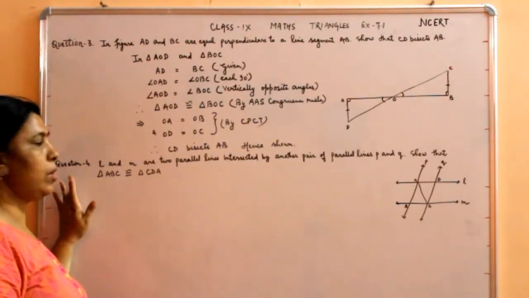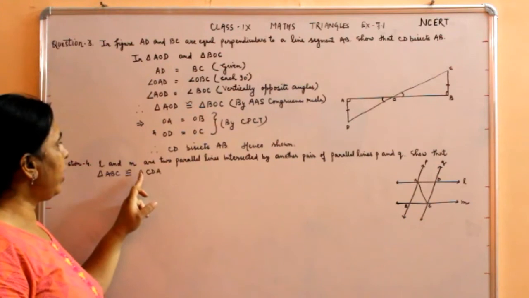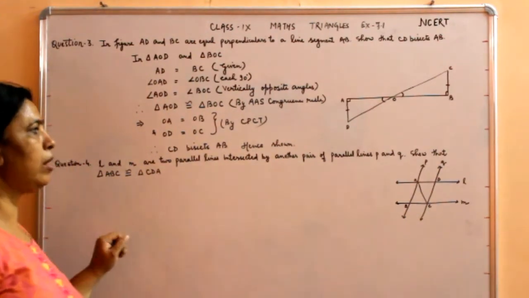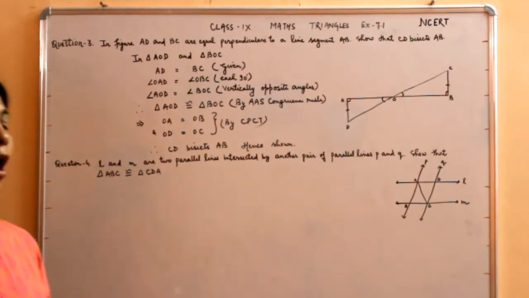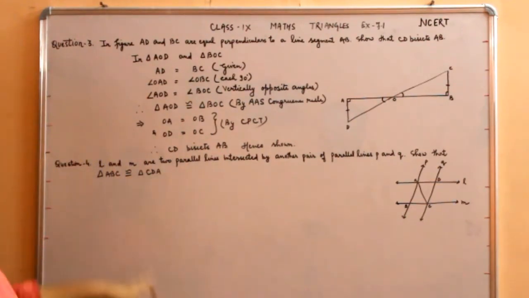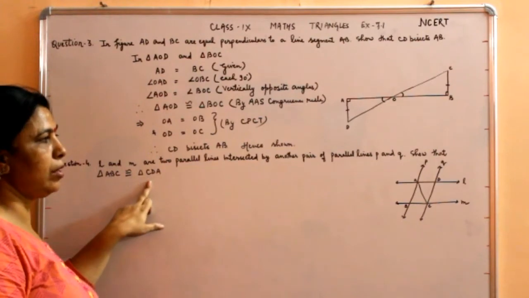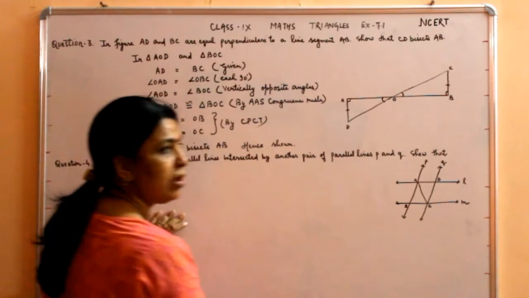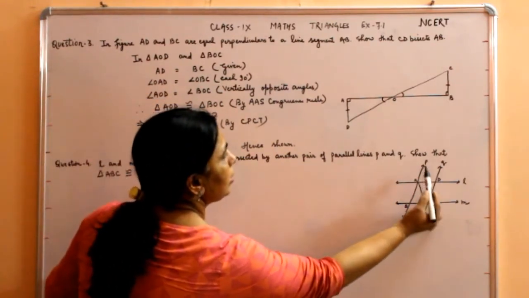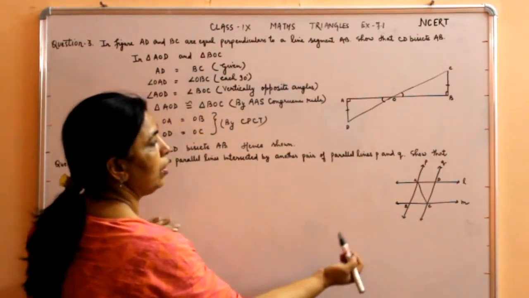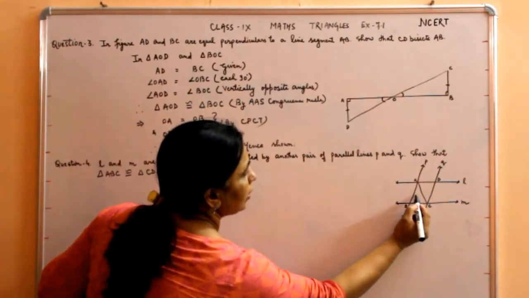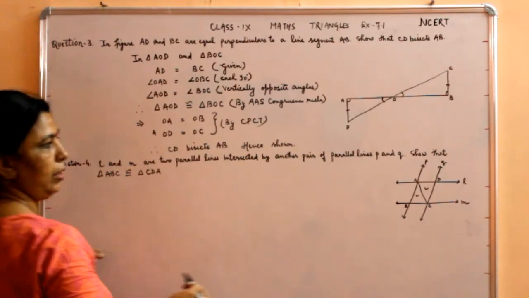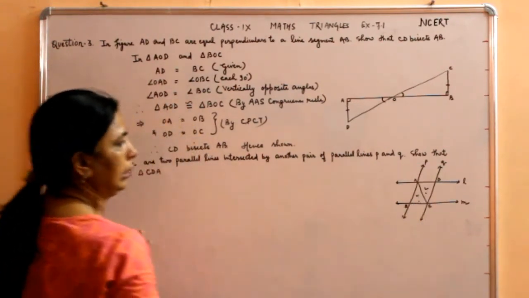Now coming to question number 4. L and M are two parallel lines intersected by another pair of parallel lines P and Q. We have to show that triangle ABC is congruent to triangle CDA. You can see in this figure, this L is parallel to M and they are intersected by P parallel to Q. And we have to show that this triangle ABC is congruent to triangle CAD. These two triangles we have to consider.